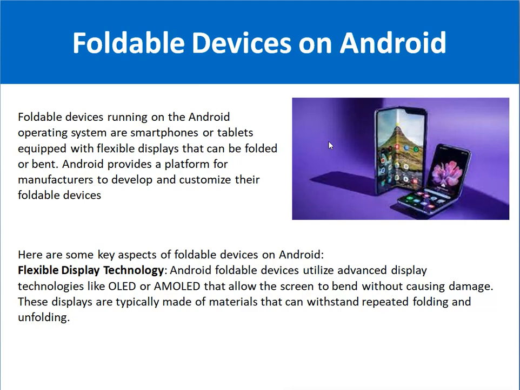Now we shall discuss in detail the key aspects of foldable devices on Android. First one is the flexible display technology. Friend, these devices use advanced technology like OLED or AMOLED that allows the screen to be bent without causing any damage to the display. These displays are typically made of materials that can withstand repeated folding and unfolding.